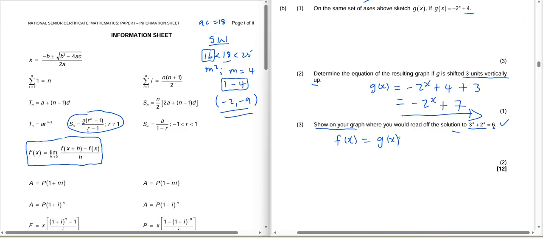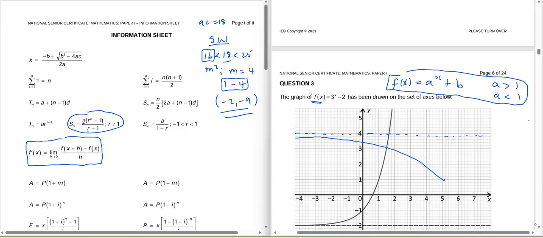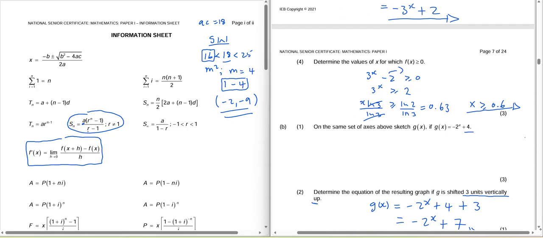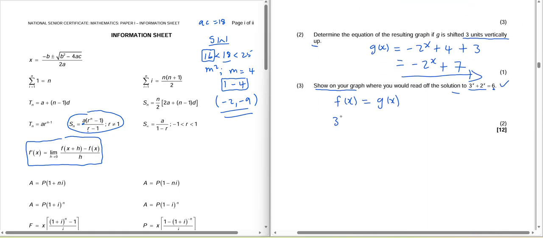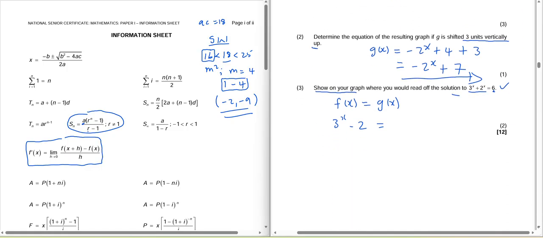So I know that f of x is 3 to the power of x minus 2. So I have 3 to the power of x minus 2, which equals g of x. G of x is minus 2 to the power of x plus 4. And I can throw this to this side. I will get 3 to the power of x plus 2 to the power of x. And then I will throw this to this side. It will become a plus, so it will be 4 plus 2. It will be 6.